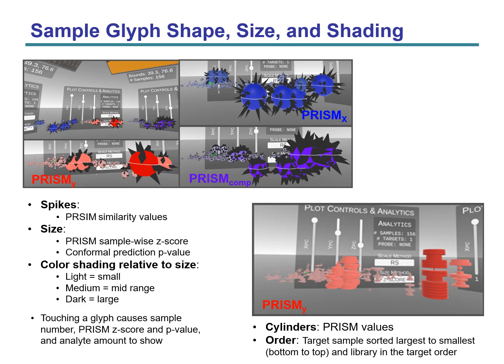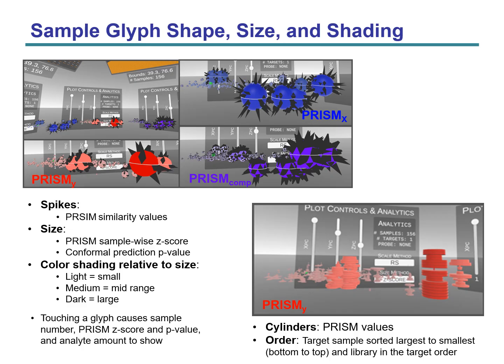We have more prism X values than prism Y values, so you'll see more spikes. The sizes are relative to the respective z-scores. We also use conformal prediction p-values, and we can adjust the sizes relative to those. And then we just went ahead and have the prism z values in there twice relative to size, and then we broke them up into 3 unique bins. And so we can immediately see whether they're small, mid-range, or large based off the color.